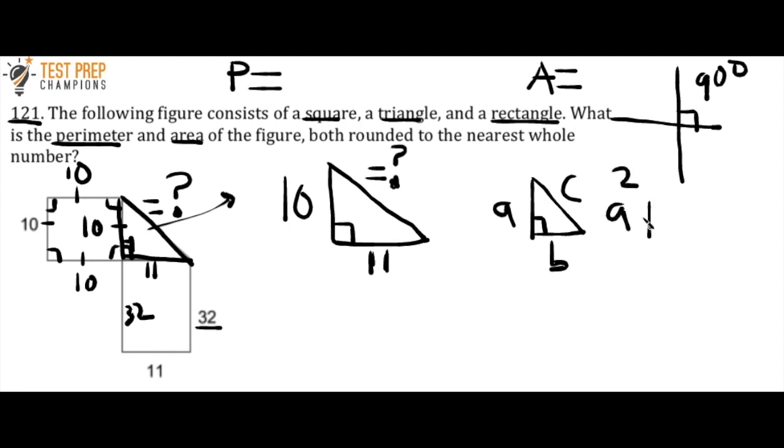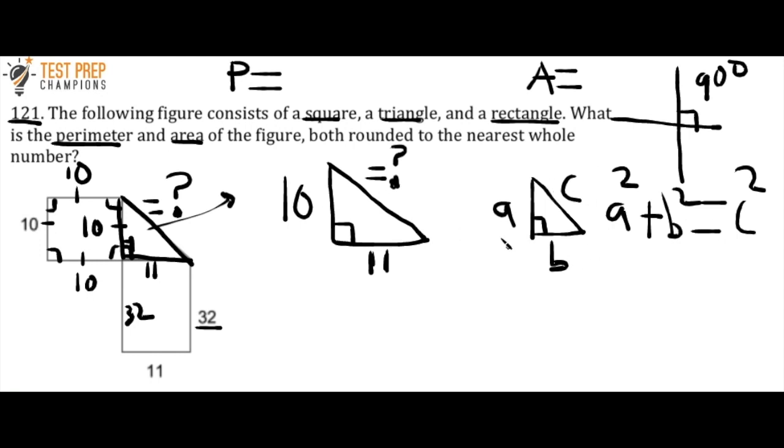All right, so a squared plus b squared equals c squared. It's just that simple. A squared plus b squared equals c squared. And so we can use this relationship here to help us find side C.